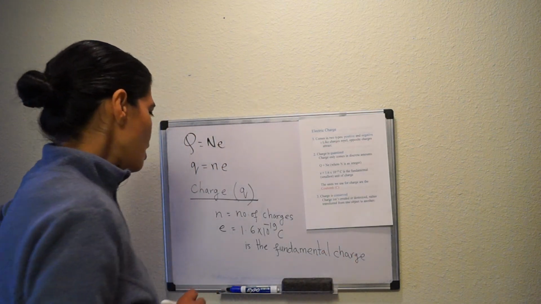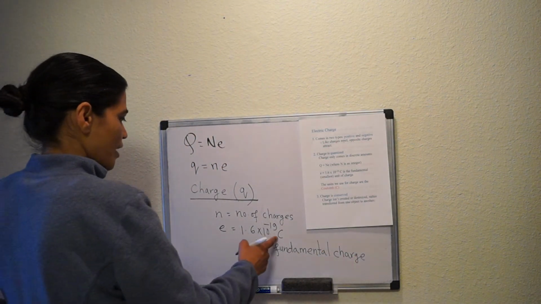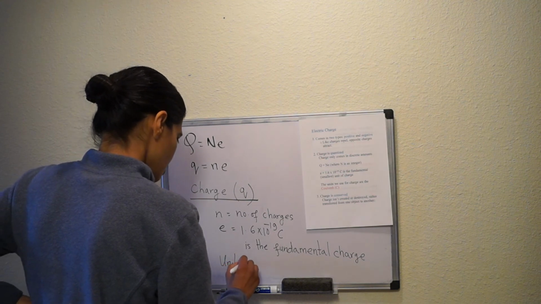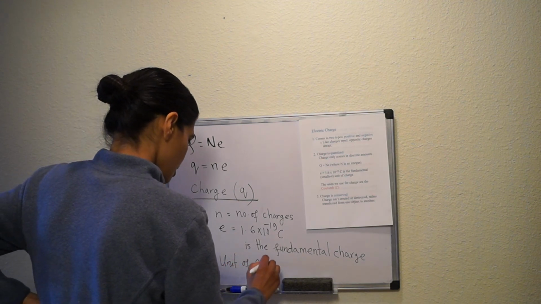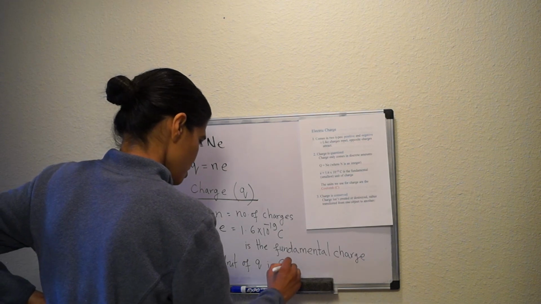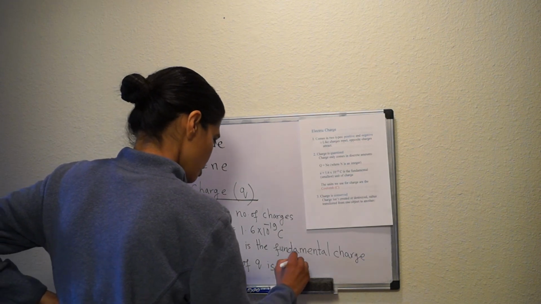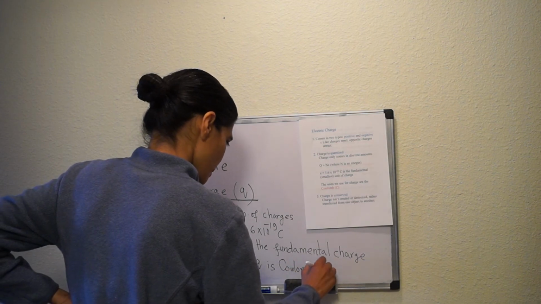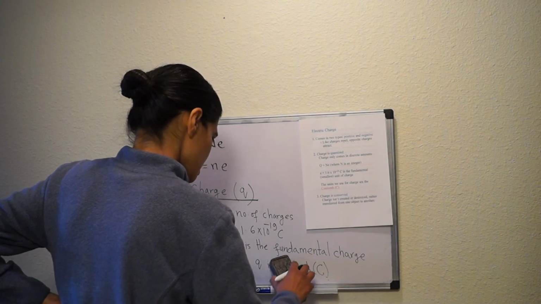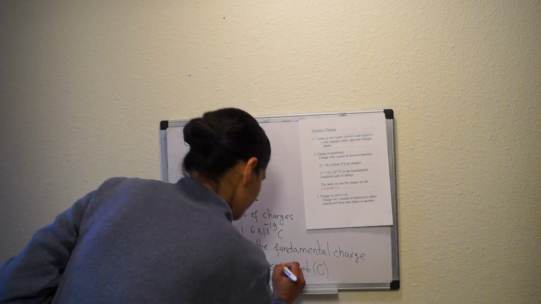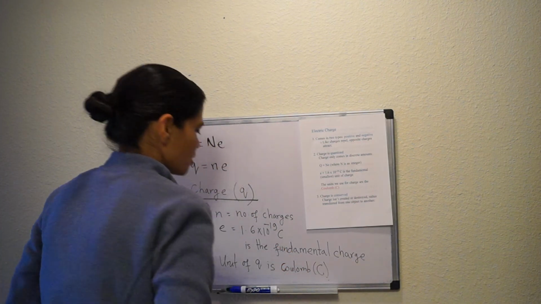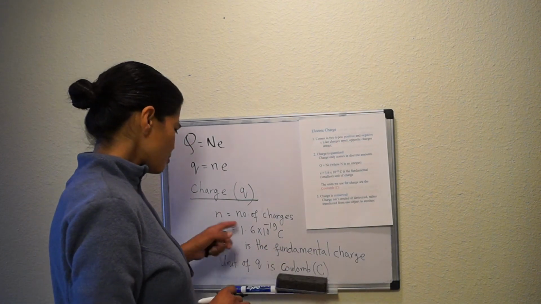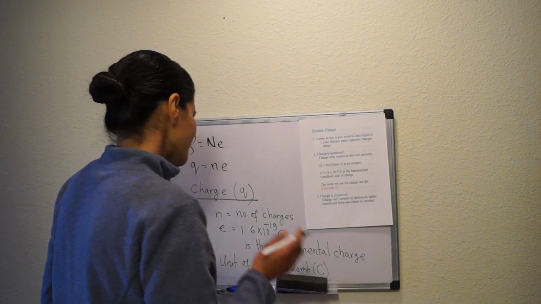The unit of charge Q is the coulomb, represented by the letter C. I think this C is actually written as uppercase. Okay, coulomb, C.